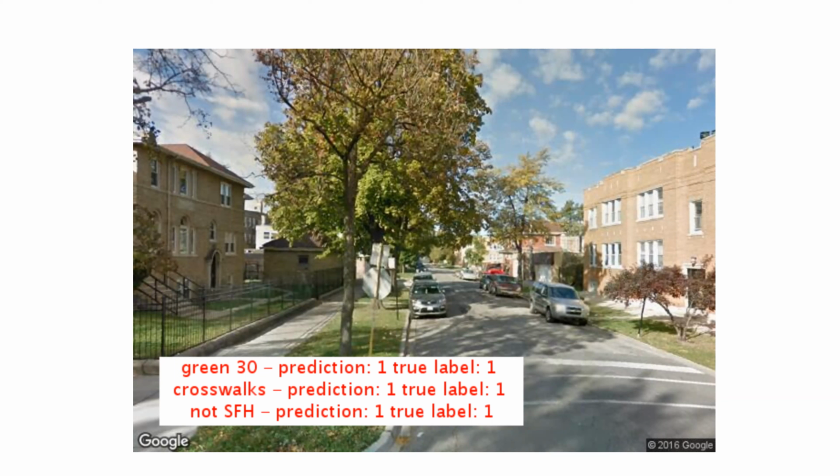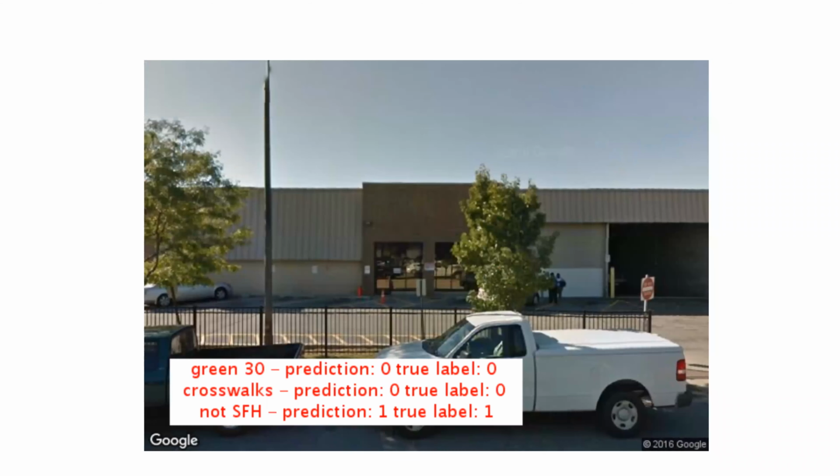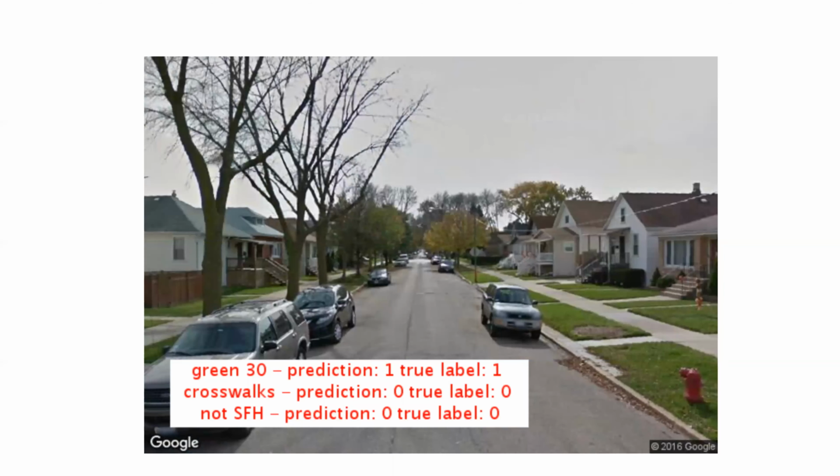It's also able to label winter scenes because in our labeling process, if there were a lot of trees that were bare, we still labeled green 30 as 1. And then the model recognized and was able to accurately predict green 30 from our manual labels. Here's another one, green 30 is 0 because there's less than ample green space. There are no crosswalks and there is a building other than a single family home. So these are just some more images to show you some more examples.